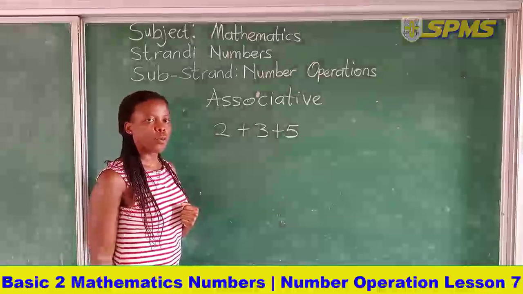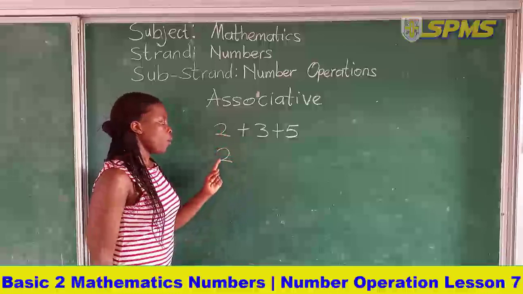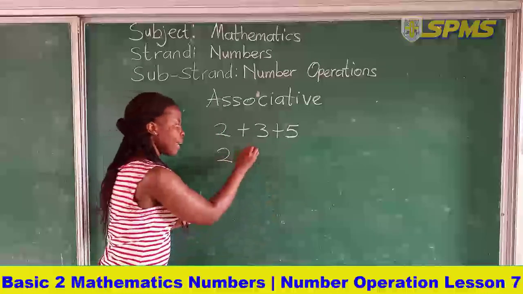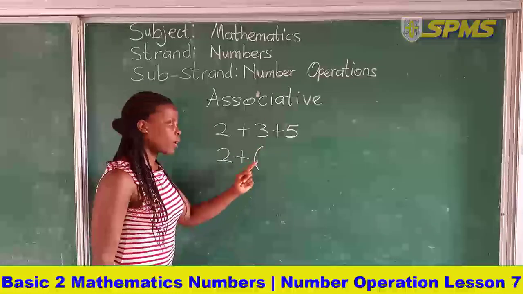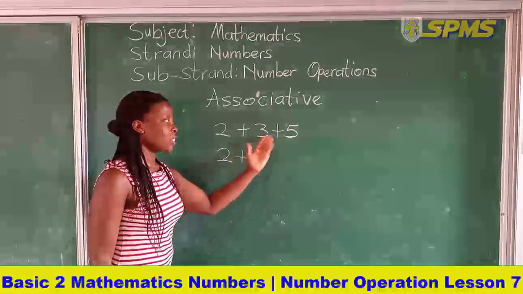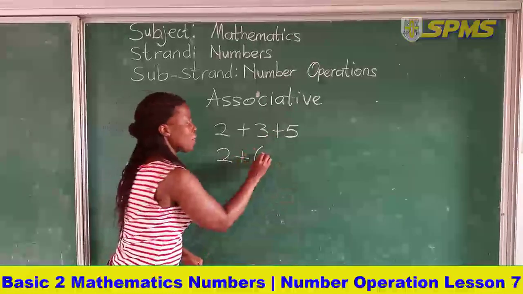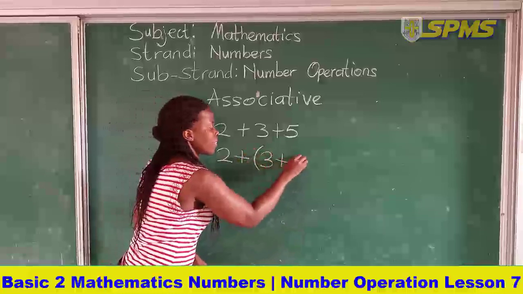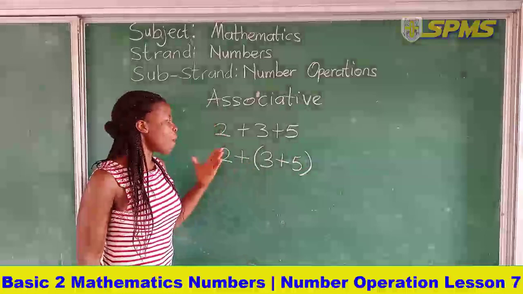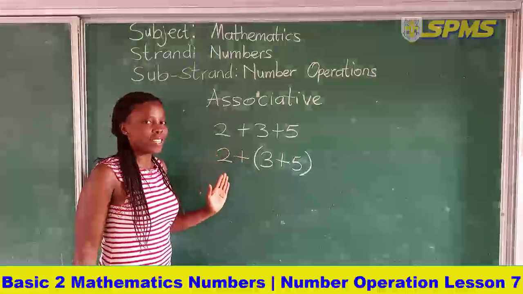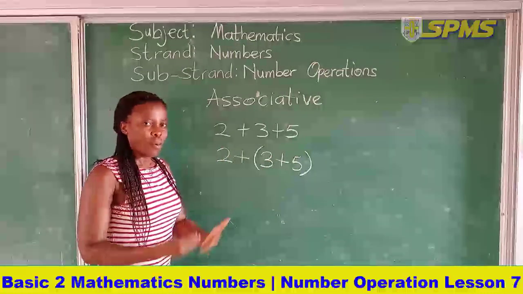What am I going to do? I'm going to bring my first 2 here. Then I open a bracket. These two addends or these two numbers are going to be in the bracket. So I'm going to do this. Okay. Now you have one number outside the bracket and you have two numbers in a bracket. What are you going to do?